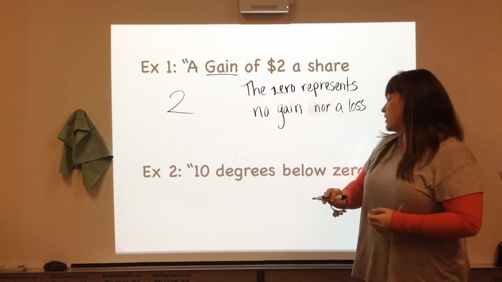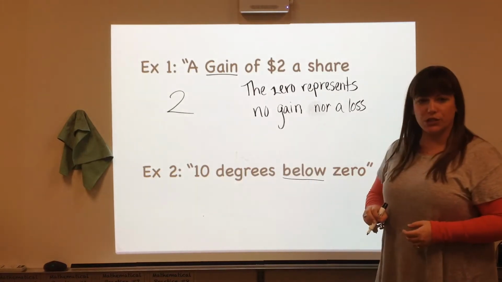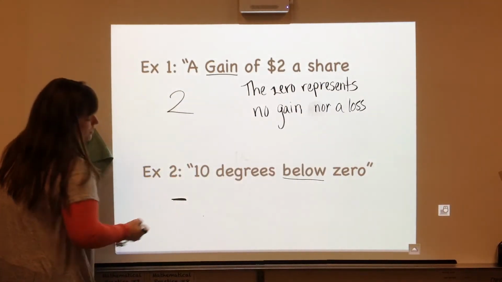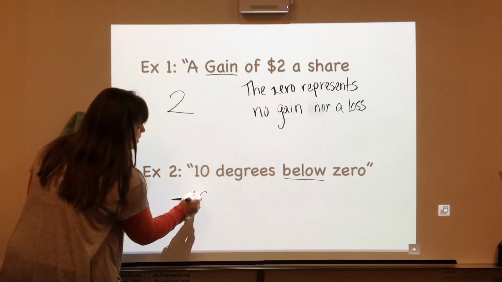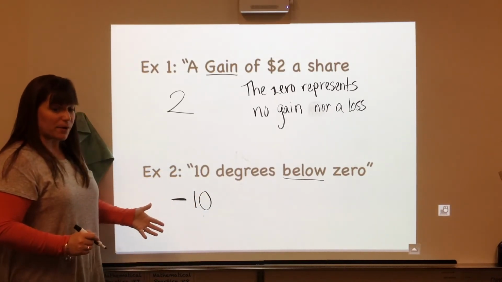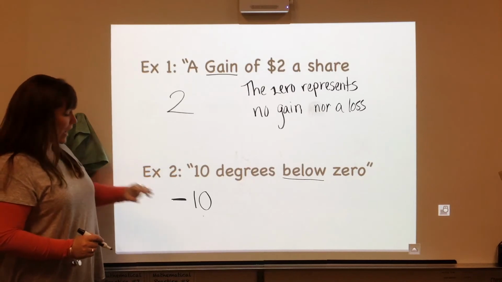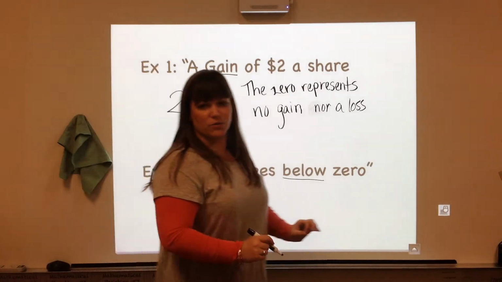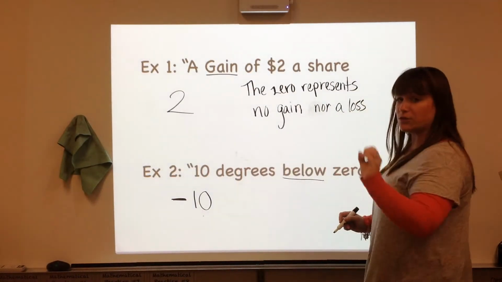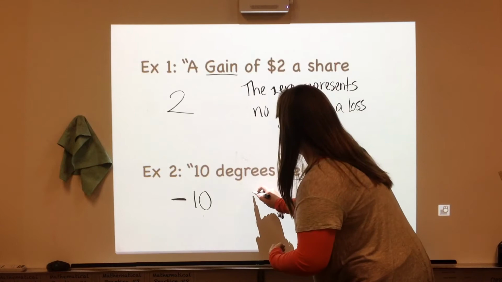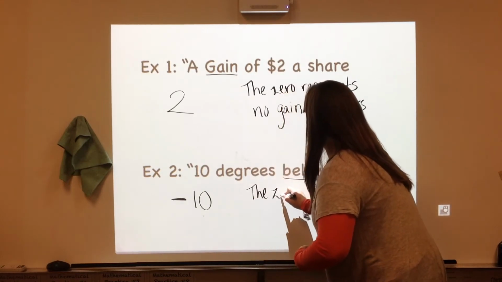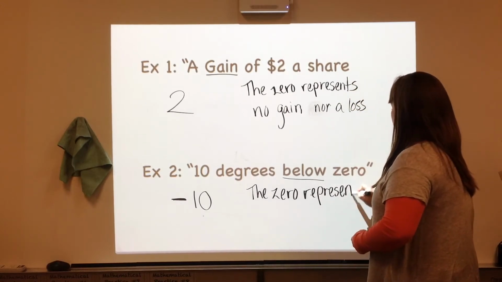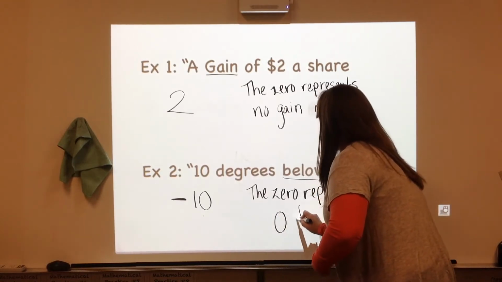For example 2, it says 10 degrees below zero. Below tells us we're dealing with a negative number. And again, that negative symbol is like the subtraction sign, and it will always be in front of the number, not like positive. If you have a negative number, you need to put that symbol in front of the number. In this situation, we're dealing with temperature. So the zero in this situation is specific and represents 0 degrees.